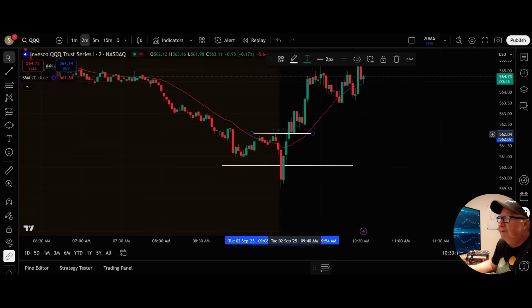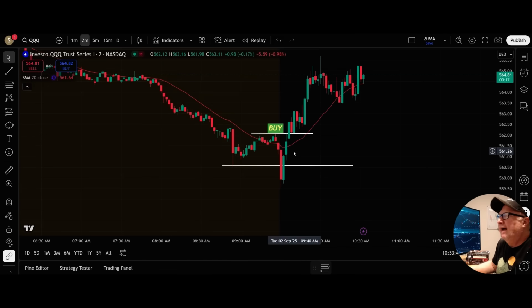So on this candle at 9:36, that was my buy. And this is a trade that I did this morning. This was my buy as the Qs went through this 562.10 area. And what I did is I don't want to use this big of a stop, right?